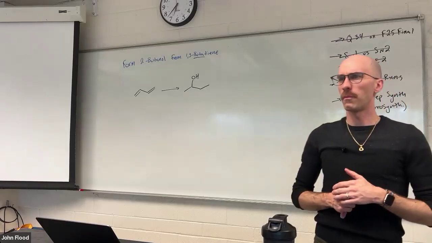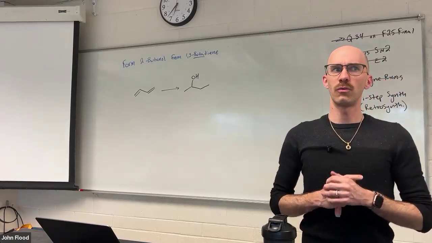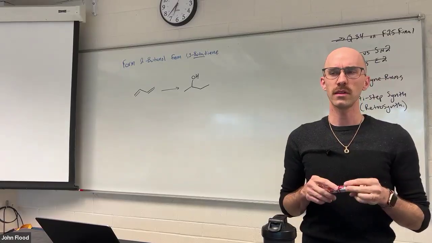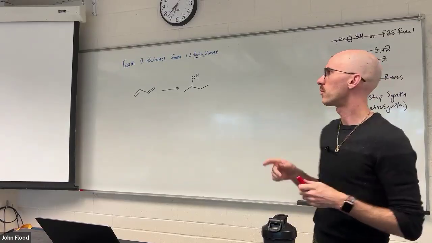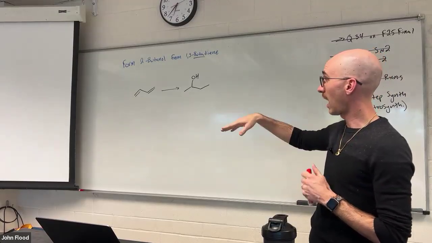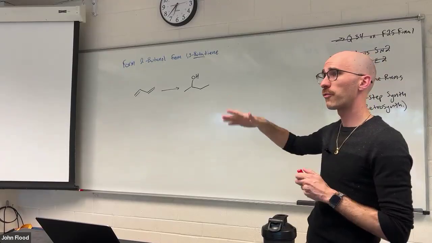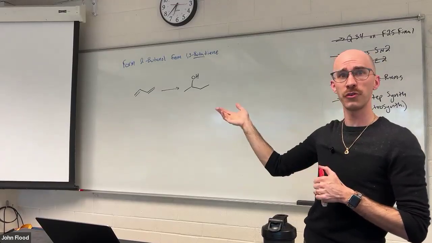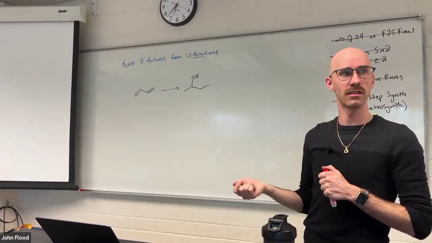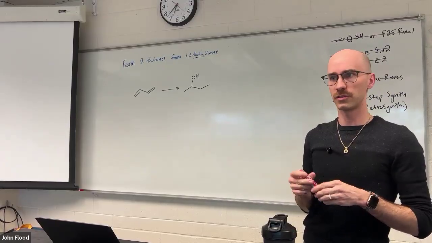All right, so we need to consume both double bonds. And we want to make sure that we do a hydration for one of the pi bonds being consumed and a hydrogenation for the other pi bond being consumed.